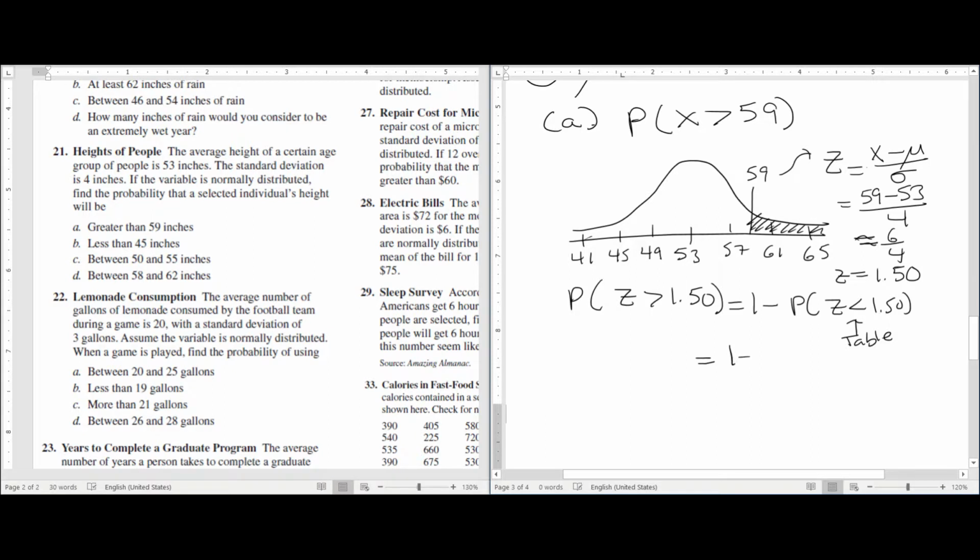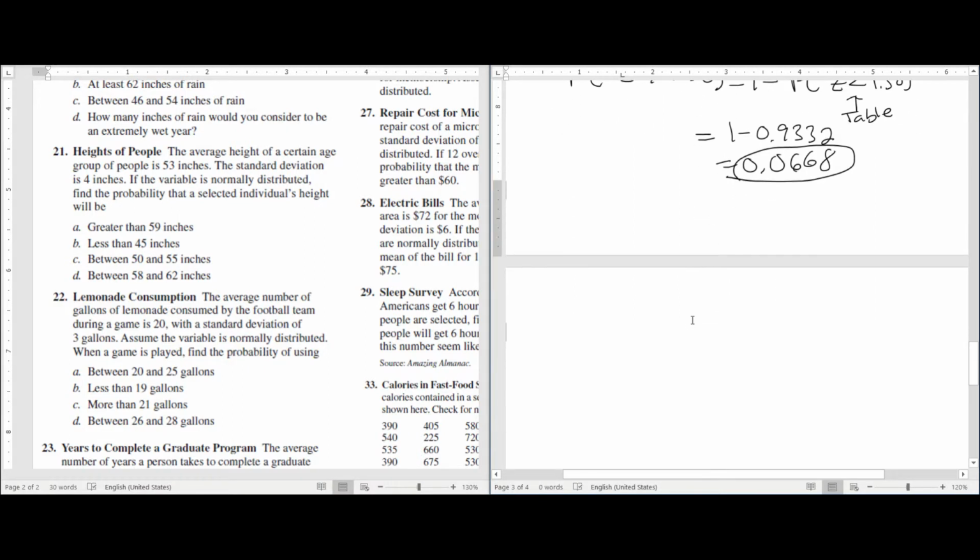So 1 minus 0.9332 is 0.0668. And there's the probability that an individual's height will be greater than 59 inches in this population. All right, let's look at part B.